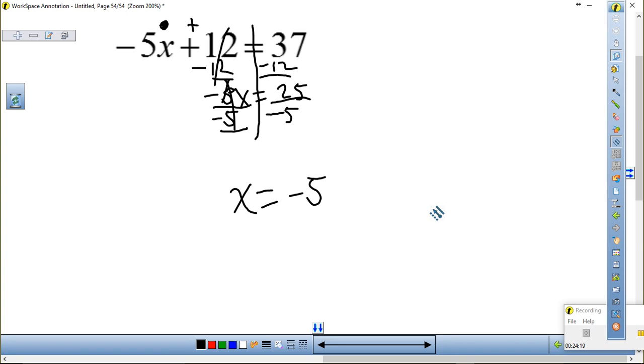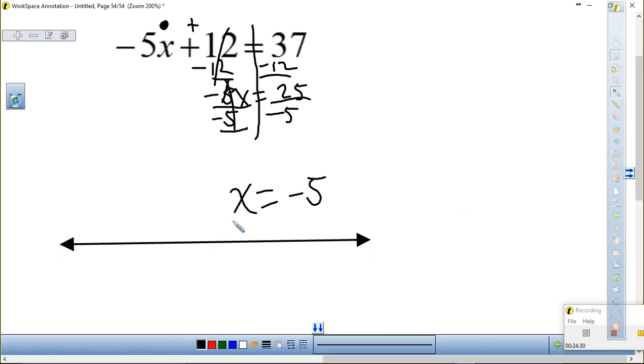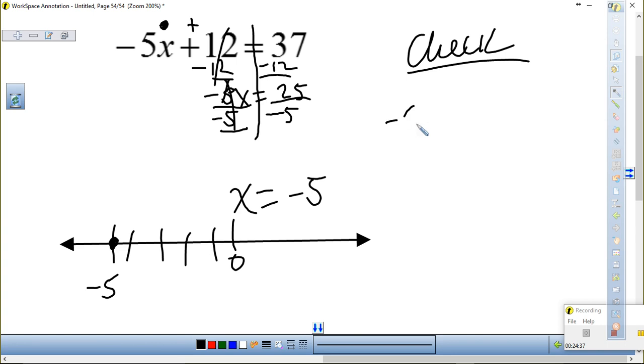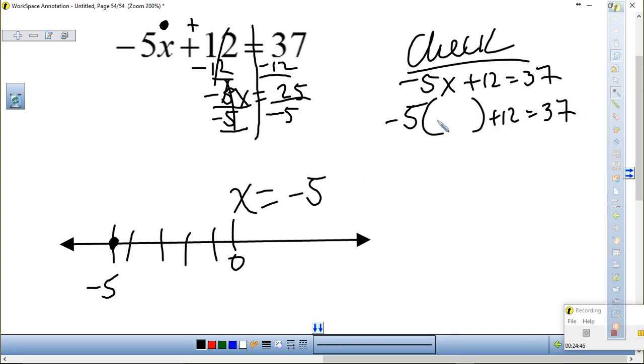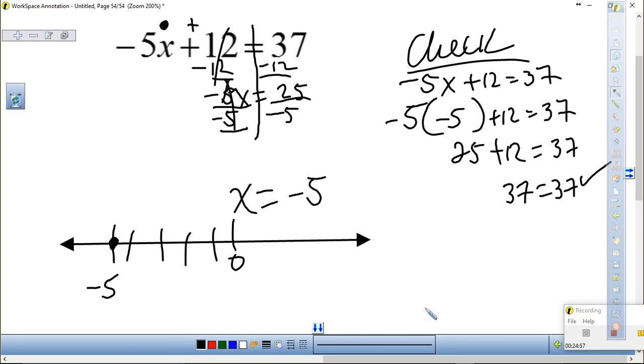Very good question, and we're going to get there. All right, let's plot it. So we got 0, 1, 2, 3, 4, 5. That's negative 5. You plot your answer, and then we check. We got negative 5x plus 12 equals 37, with parentheses. But we substitute which value? Negative 5. What is negative 5 times negative 5? 25 plus 12. What is 25 plus 12? 37. Is 37 equal to 37? Yes. How are we doing?